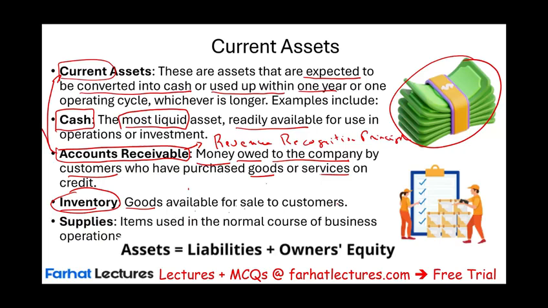Other assets are supplies. Well, you need supplies. You need pens, pencils, papers for the printers to operate your business. Items used in the normal course of business operation. Those are also current assets because you expect to use them shortly. Again, don't worry whether it's current or not. I just wanted to break it down rather than give you one list of assets. We have current assets.